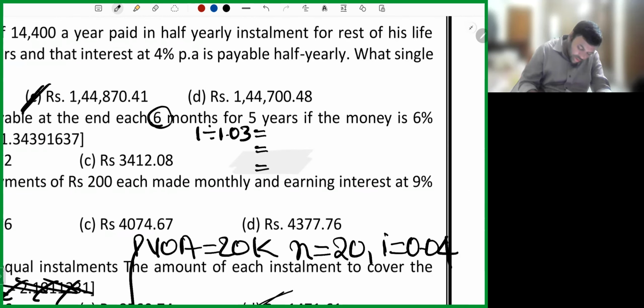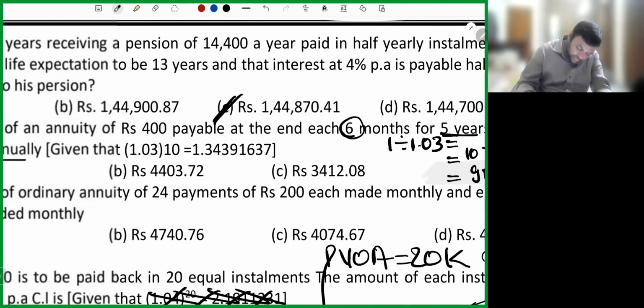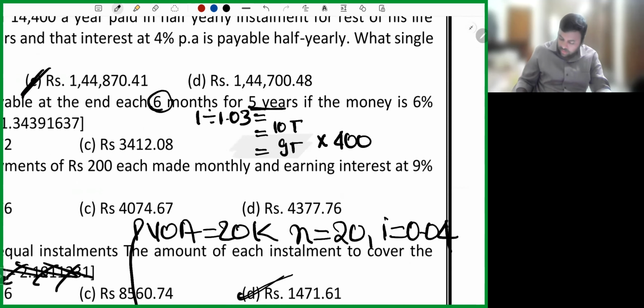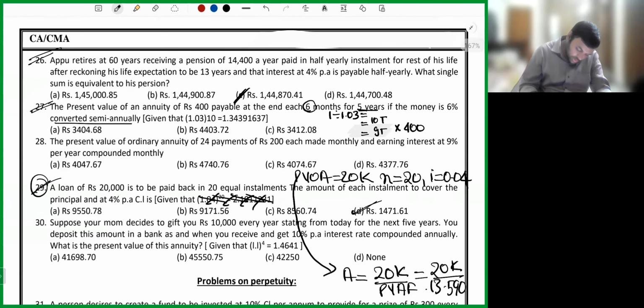For every 6 months you are getting, means in 5 years, how many half years are there? 1 year contains 2 half years. 5 years contains 10 half years. Grand total into how much this fellow is making? 400. So 1 divided by 1.03 equal to symbol 10 times. 1, 2, 3, 4, 5, 6, 7, 8, 9, 10. Grand total into 400. 3412.08. Simple, sir. Simple. Now, question number 28.